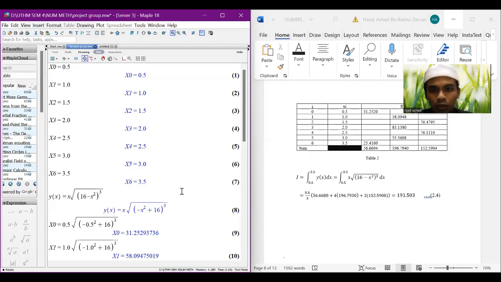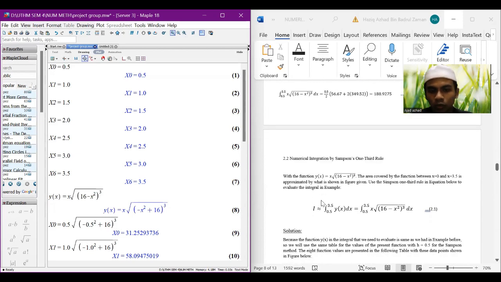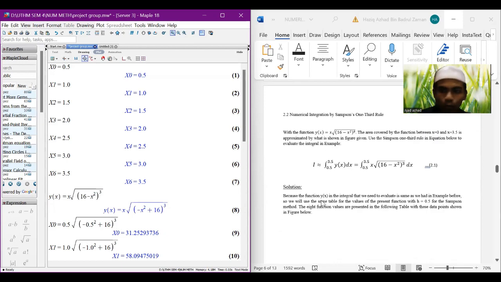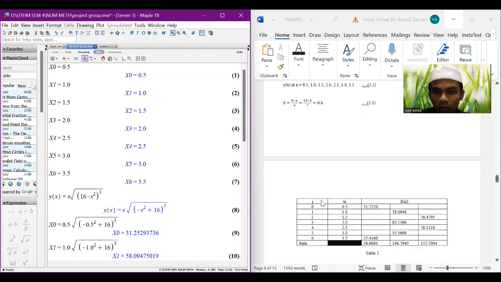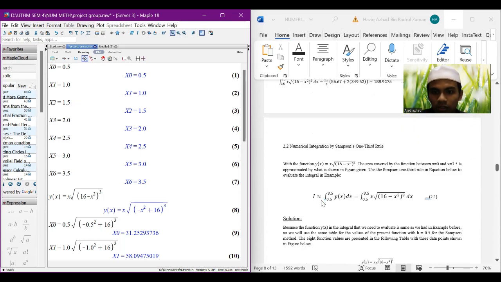For the simulation of the Simpson 1 over 3 rule, I will explain it. First of all, the equation is the function f(x) equal to x times the square root of 16 minus x squared to the power of 3, and the area covered by the function is between x equal to 0 and x equal to 3 with h of 0.5. We will use the same table as the trapezoidal method that we used before, but we will solve the equation using the Simpson 1 over 3 rule.